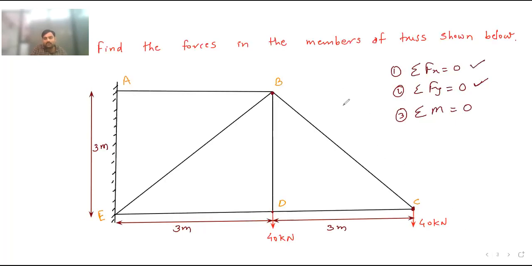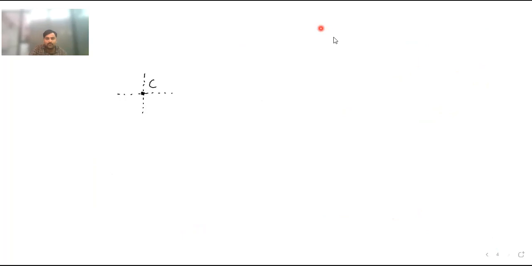This is the dotted vertical line and dotted horizontal line. Okay, so this is my point C, vertical line and horizontal line. Now, if you look at this point C, there is a downward load of 40 kilonewtons. So that I will show over here. Here is the downward load.